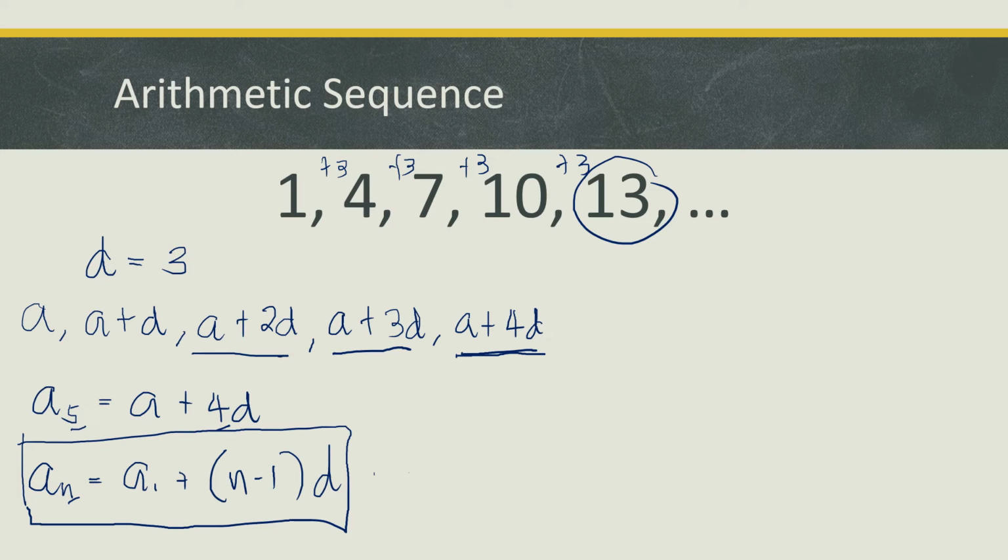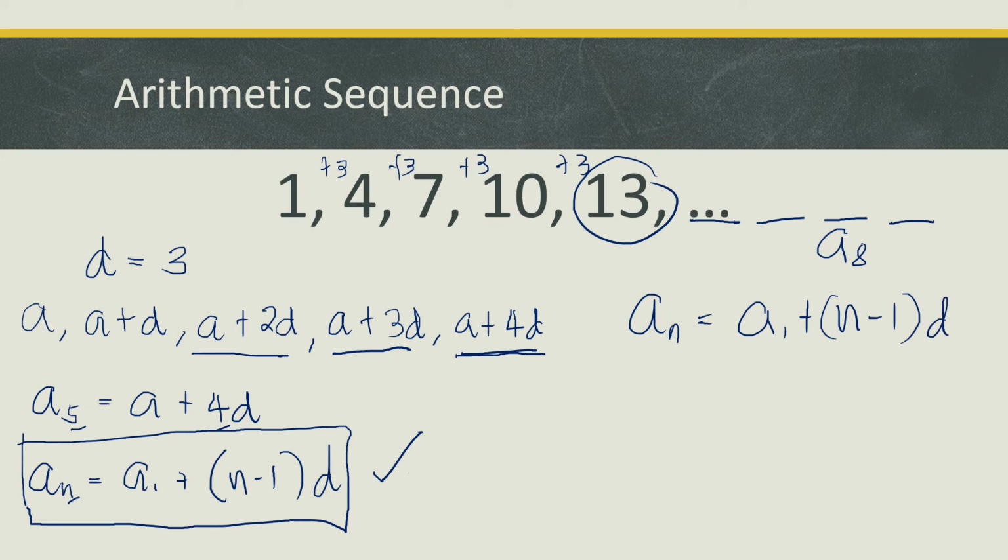Using this, we can now find the next terms of the given arithmetic sequence. Let's try to find the eighth term of the given sequence. Let us use the formula a sub n is equal to a sub 1 plus n minus 1 times the common difference d. So set n to a sub 8. Your a sub 1 is 1, plus n as 8 subtracted by 1, multiplied by the common difference, which is positive 3.